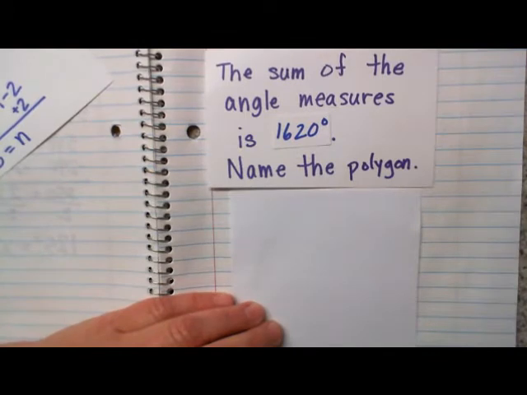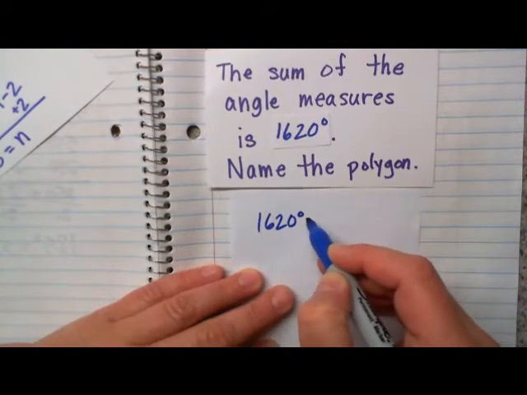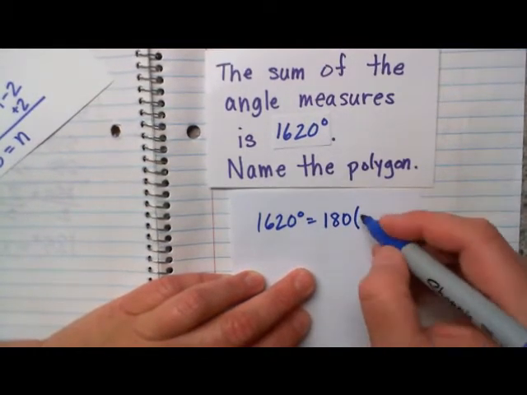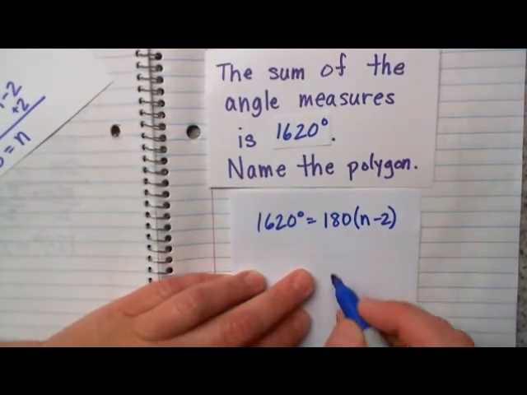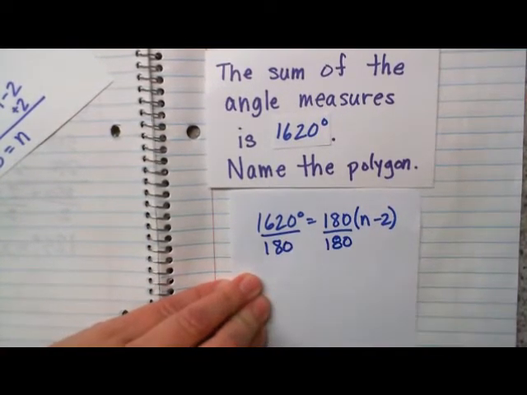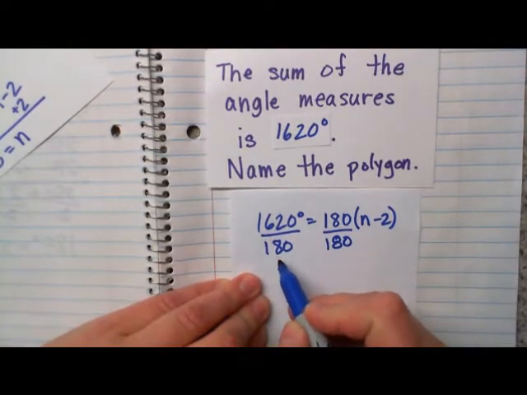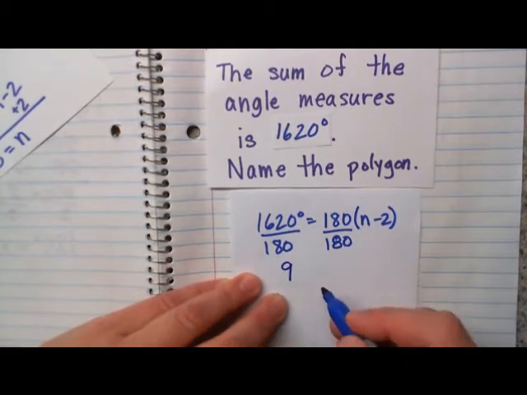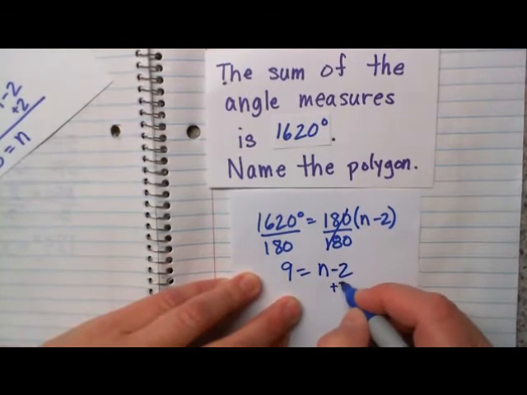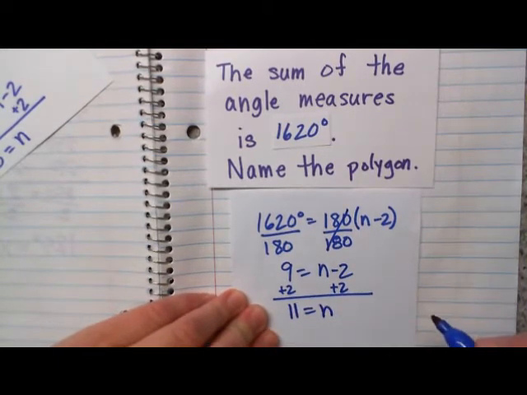The sum of the angle measures is 1620 degrees. So the sum is 1620 degrees. So I need to take 180 times n minus 2. Let's divide this by 180. 1620 divided by 180 is actually 9. Yes, I used a calculator. This goes to 1, so then I have n minus 2 left. Add 2 to both sides. 11 equals n.